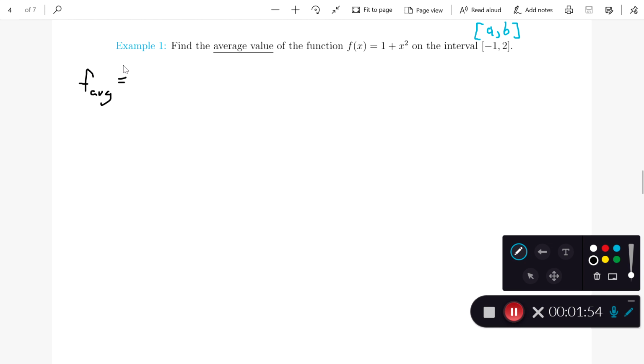So our average value calculation is 1 over b minus a times the integral from a to b of our function. So that's the formula that we're working with, and now we just need to go on to the actual calculation of values.